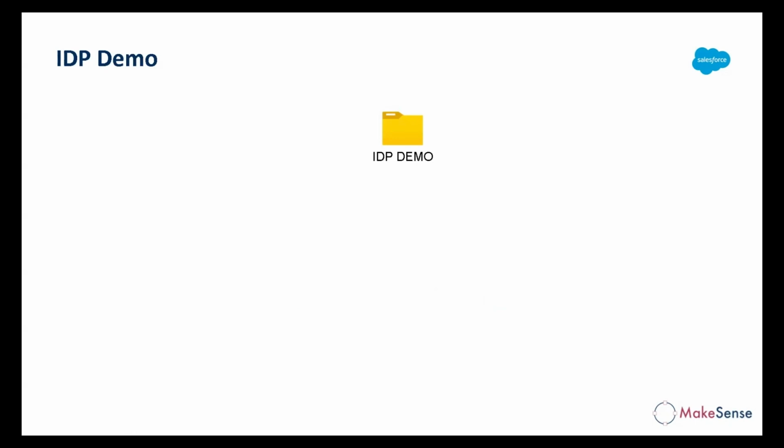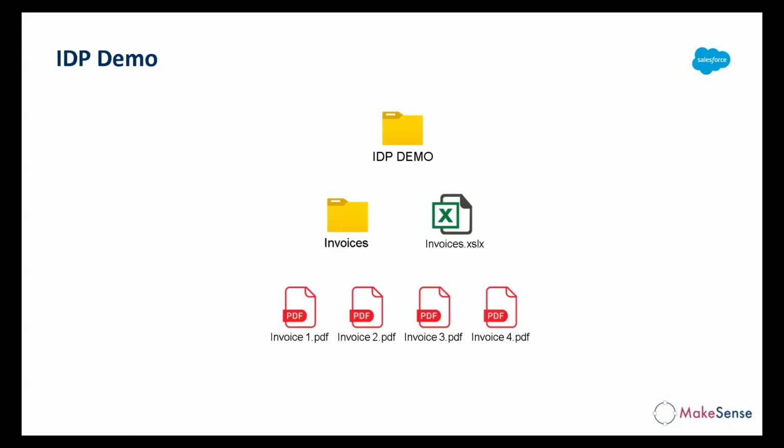Inside an IDP demo folder, we have another folder called invoices and an Excel spreadsheet file. Inside the invoices folder, we have 4 invoices from different companies, which have completely different layouts. We will then use MuleSoft RPA to iterate over all files inside the invoices folder, and we will send each file to MuleSoft IDP.